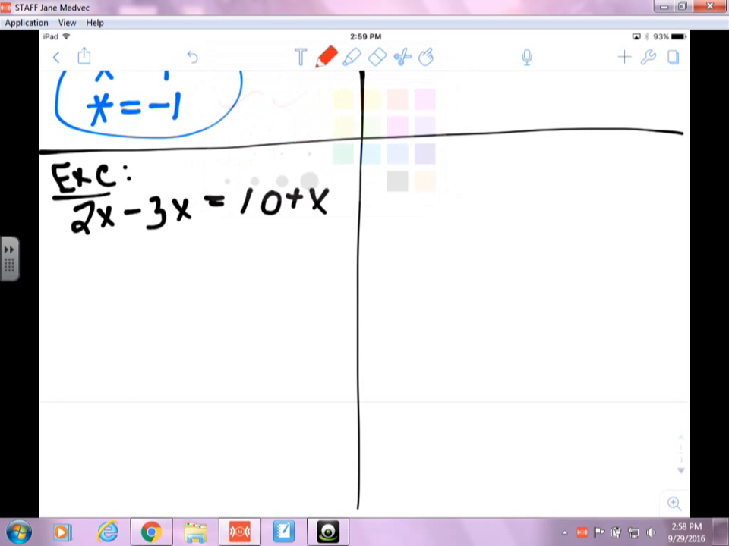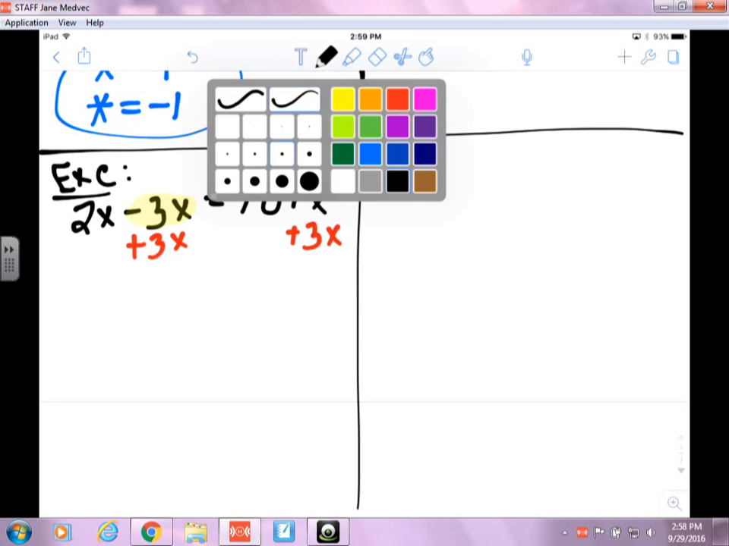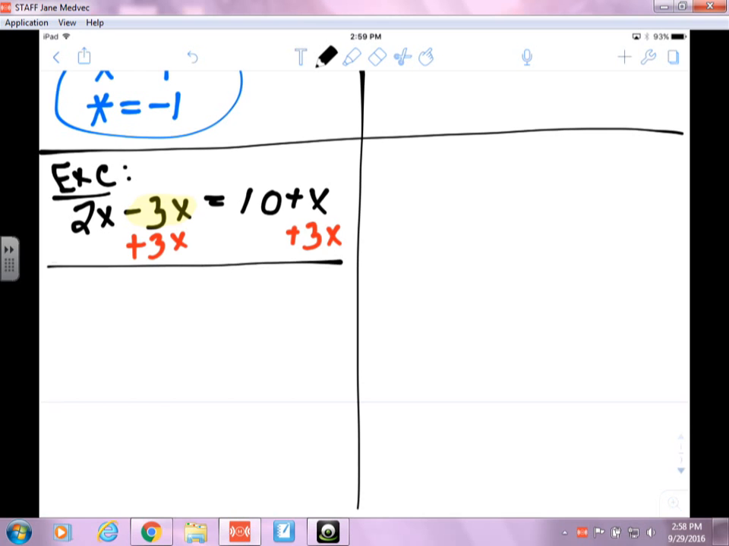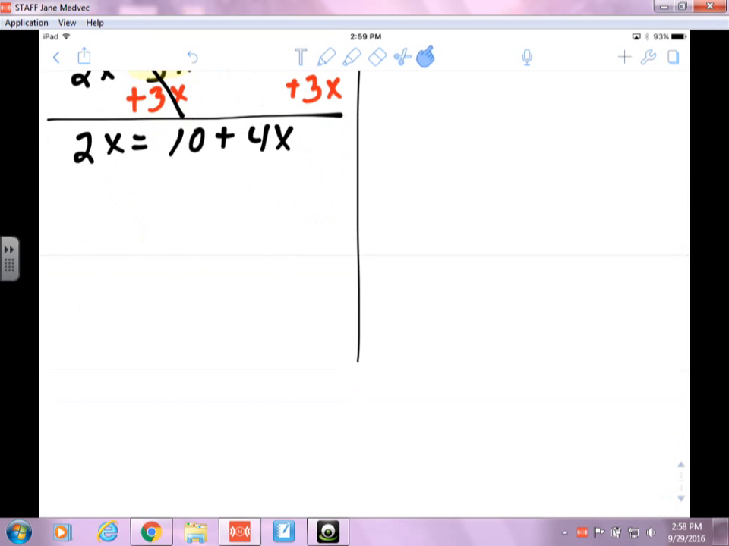Yes, yes. What I would do is, this right here is what's bothering us. I would go ahead and add 3x. That's what I would do. It's the safest. I think it's also the easiest. So then these cancel, so I get 2x equals 10 plus 4x. What do I want to get rid of? 10? I want to get rid of 10? Or 4x. I want to get rid of 4x.